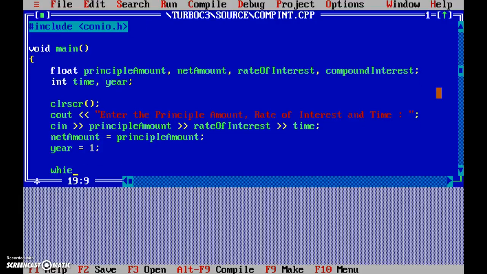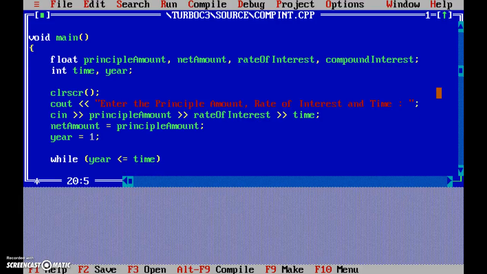So now while year is less than or equal to time. If the time is 5 years, year will be 1, then 2, then 3, then 4, then 5. Then 6, the moment it becomes 6, this condition becomes false and we come out of the loop.